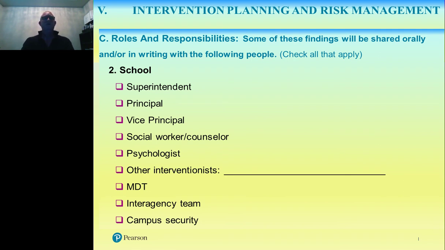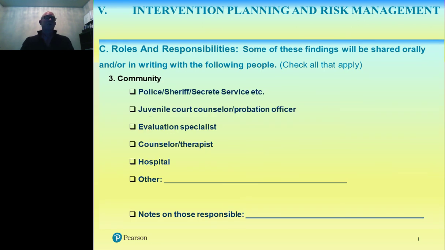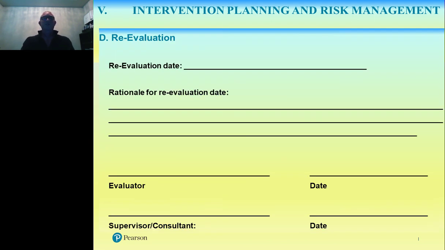I'm almost out of time, so I'm going a little faster. And the community: do the authorities need to know? The police or the sheriff or the juvenile court folks? They often will have pre-adjudication programs that may be appropriate to refer to, or an evaluation specialist or counselor or a hospital. And then if you're going to have another reevaluation date, I recommend that you list that here and why you want to do that. And this is going to be based on your level of risk estimate and who you are and then the supervisor consultant. So feel free to use this outline.